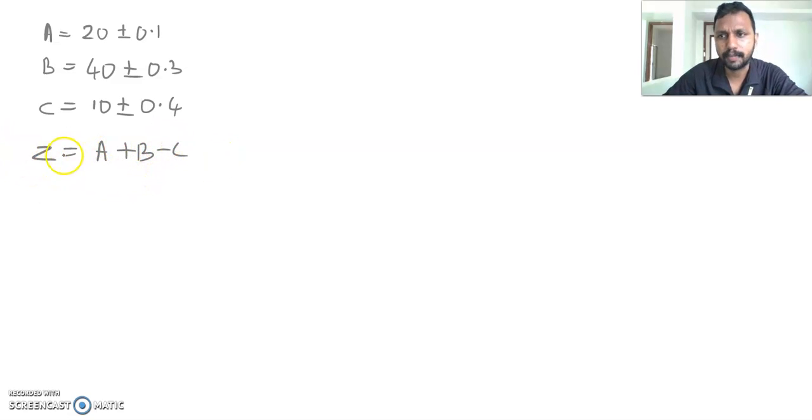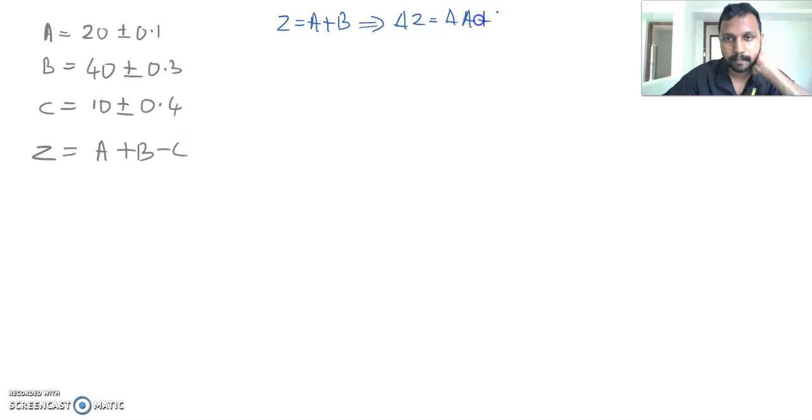Find Z is equal to A plus B minus C, and we have to write the Z value in terms of its absolute error. Let's do it. We can recall our earlier situation: if Z is equal to A plus B, the formula for delta Z was delta A plus delta B. If Z is equal to A minus B, the formula for delta Z is also delta A plus delta B.